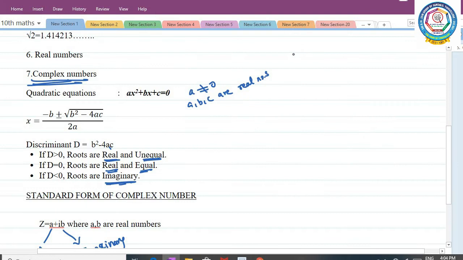For example, x square minus 9 equal to 0. This is a quadratic equation. How can we find the roots of this equation? x squared equal to 9. Therefore, x is equal to square root of 9, which is plus or minus 3. Therefore, x is equal to plus or minus 3.